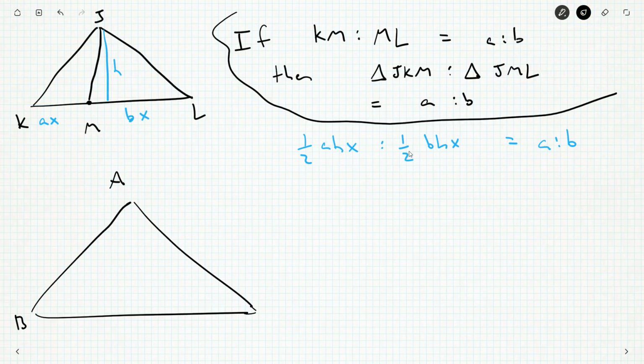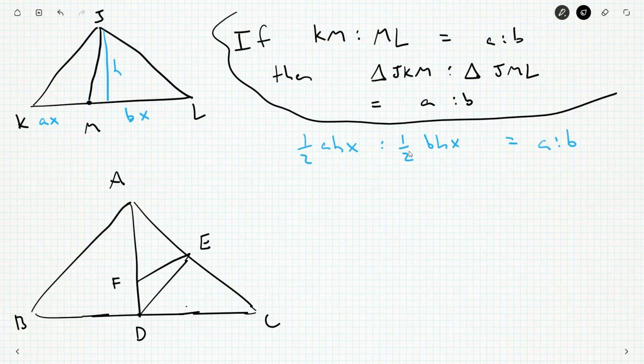So we have A, B, C. We have D here. Now, I'm not going to use the divide symbols like that to show that they're the same length. What I'm going to do is say that they have the same ratio. We'll put this point here and this point here. Okay, so E and F.